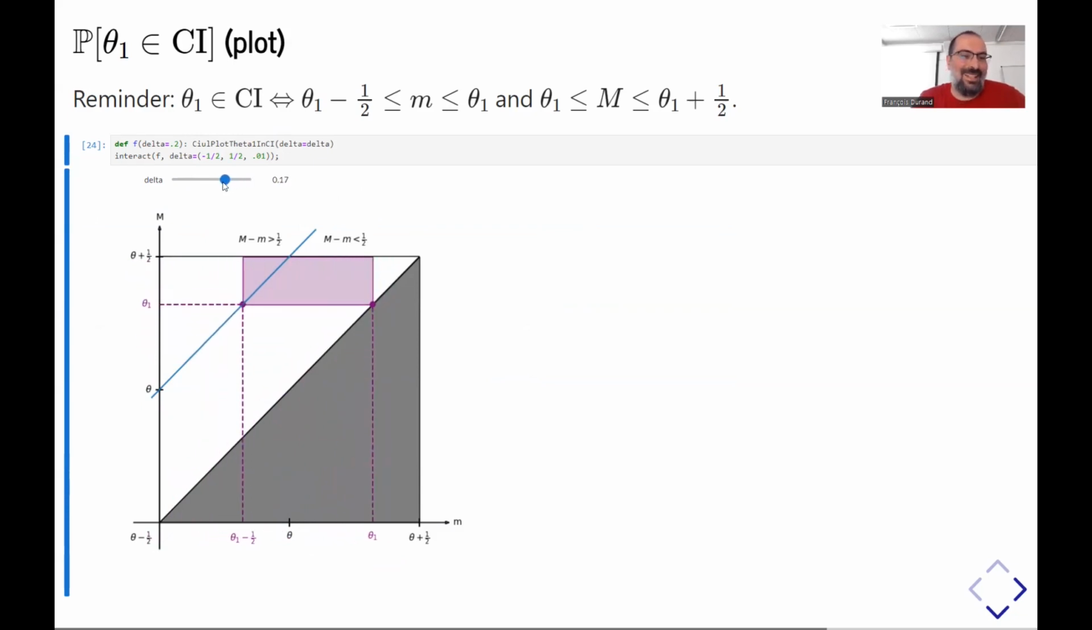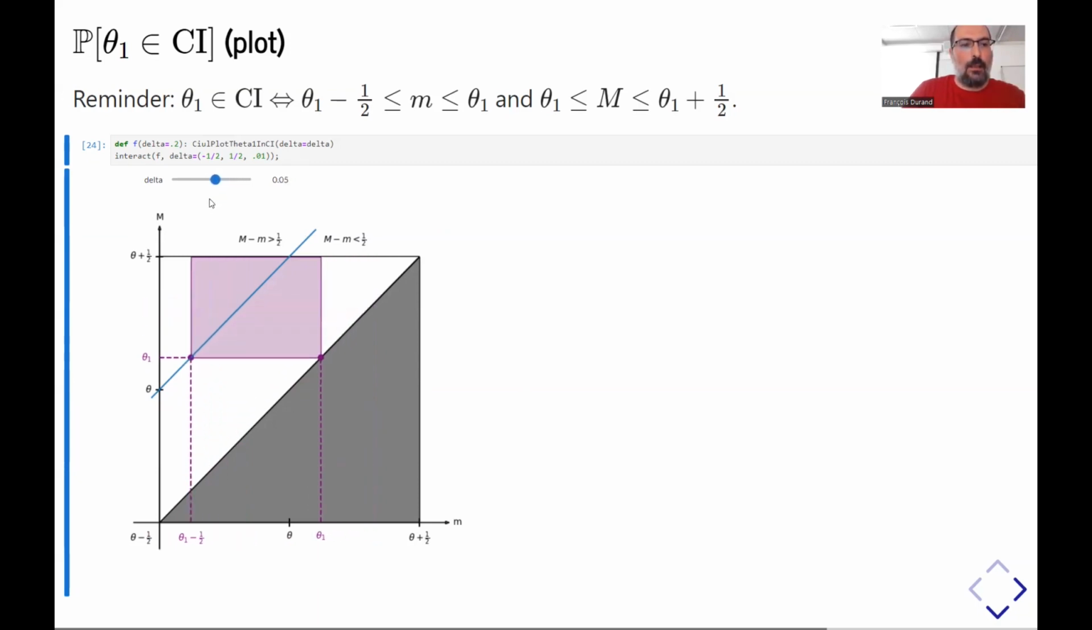So it's a rectangle. Yes, but just to capture the plot mentally, I think it's good to think that it's a square that you cut. Because then you will really see what's happening. So here you have theta1 and theta1 minus 1/2. And for the big M part, you have theta1 and theta1 plus 1/2.